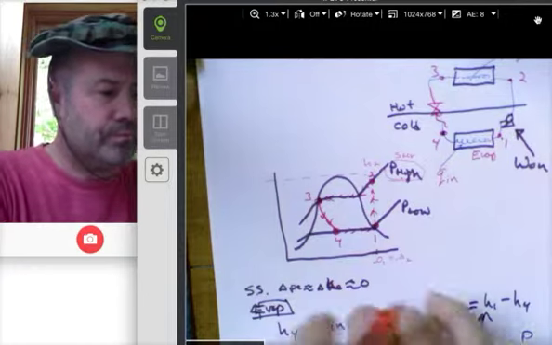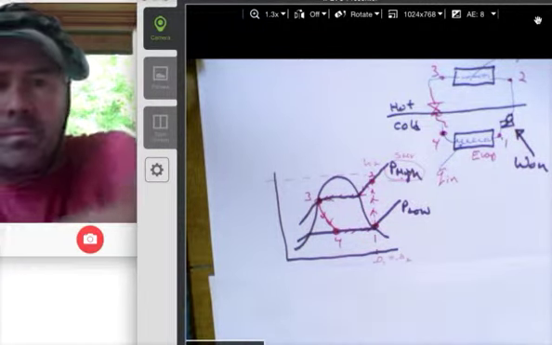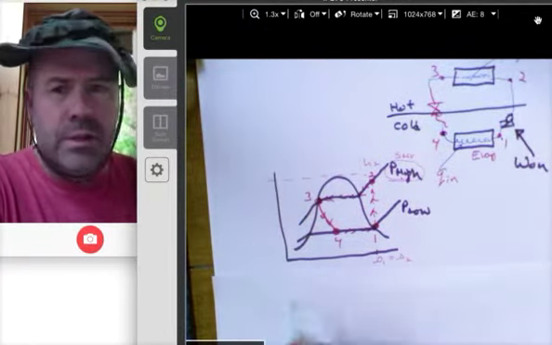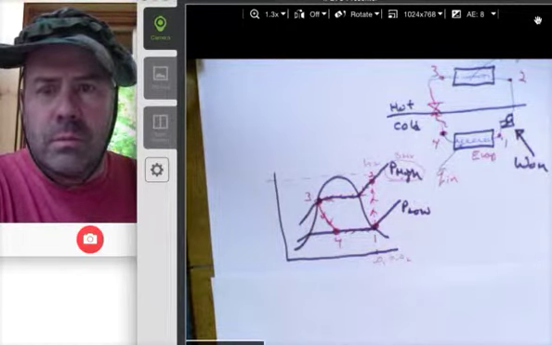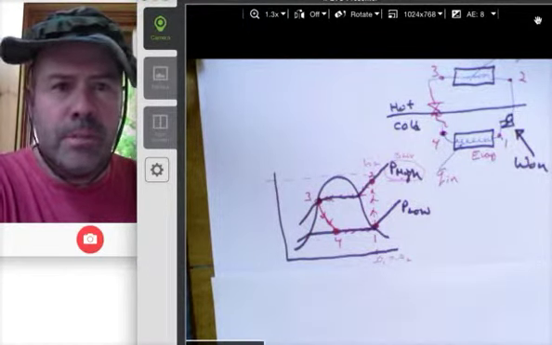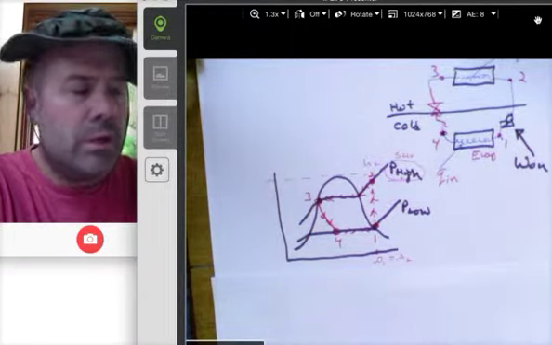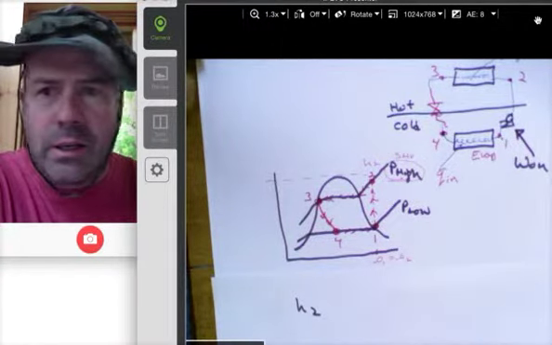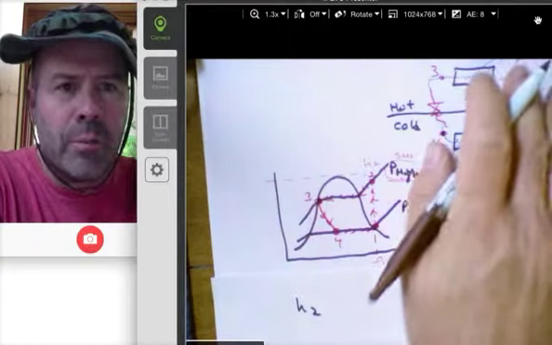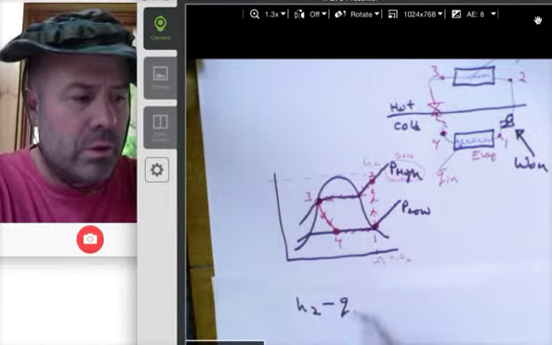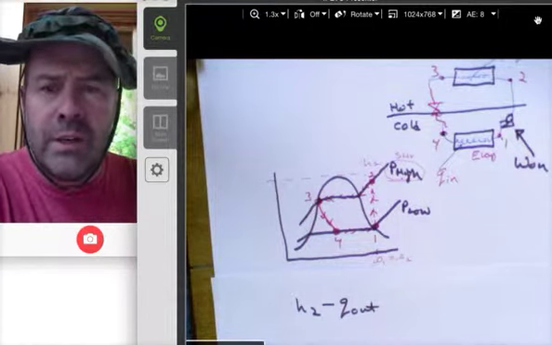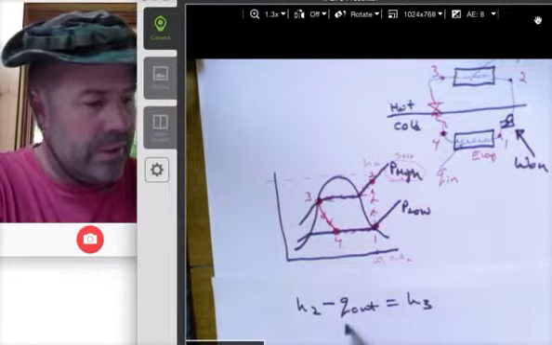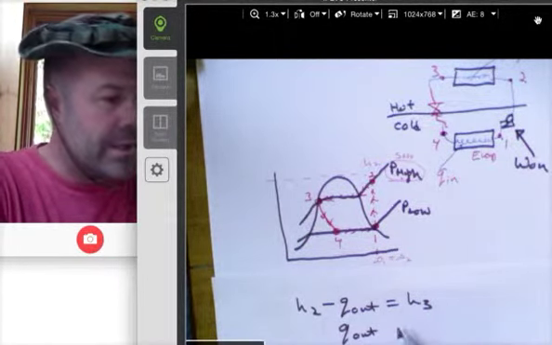Moving on. Let's take a look at the condenser. That's this device up here. Steady state, negligible changes in kinetic and potential energy. What enters? H2. What are we doing? Are we putting heat in, taking it out, work on, work by? Well, we've got a nice arrow up there that it's heat out, so that's a minus. Minus heat out. What leaves? H3.